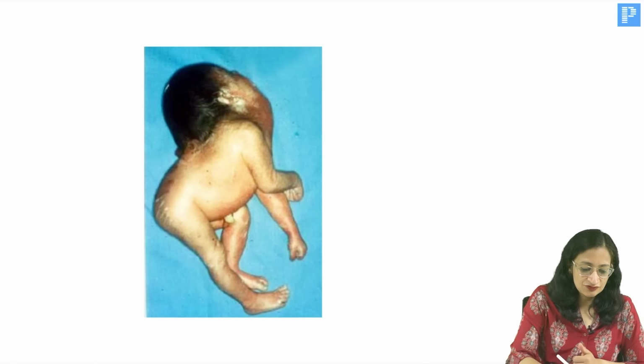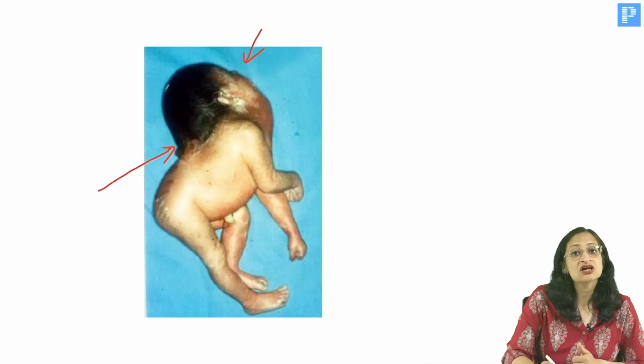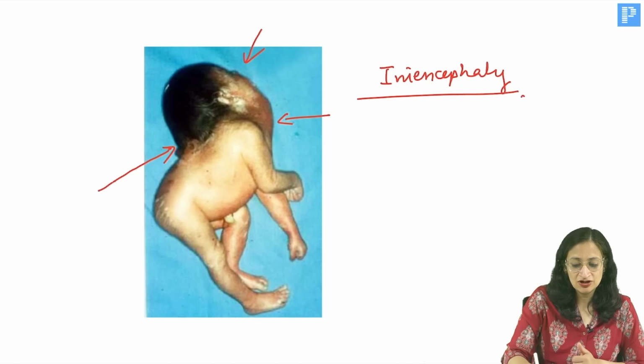Here there is a defect mainly of the inion or the posterior part of the occiput, right? And it could be associated with an encephalocele, and you have a hyperextended neck or a stargazing posture. The neck is practically absent. So this is a condition called iniencephaly. This is also a fatal form of neural tube defect.